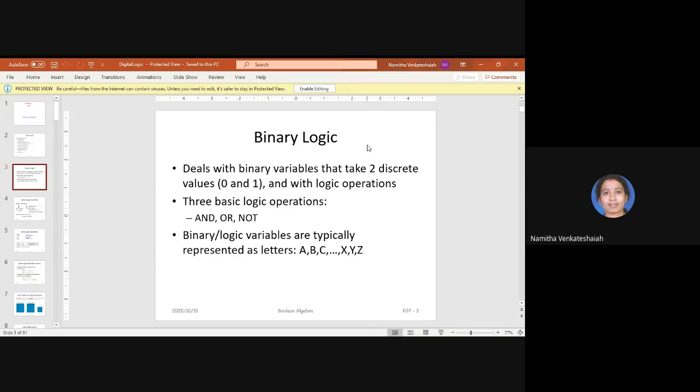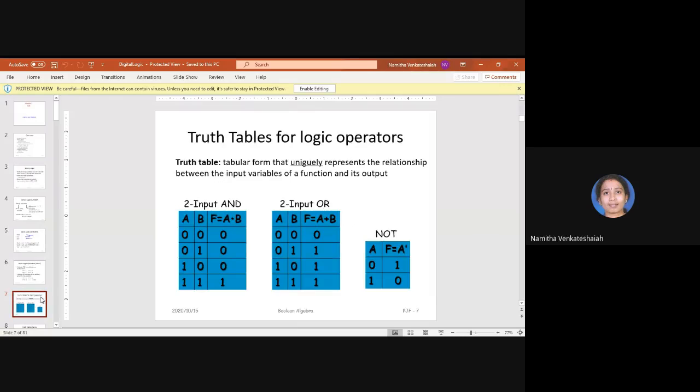Whenever I say binary logic, it deals with binary variables. What are those binary variables? It will be either 0 or 1. Using 0 or 1, we will perform logic operations. You already know the three basic logic operations are AND, OR, and NOT. So what are these? Look here, students. This is AND; dot is AND.